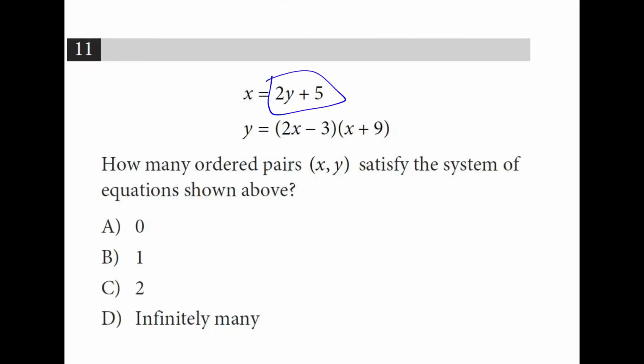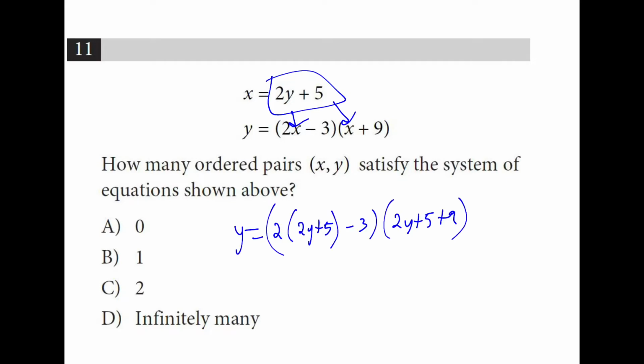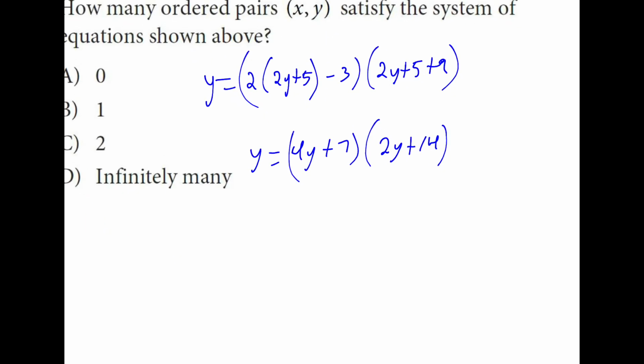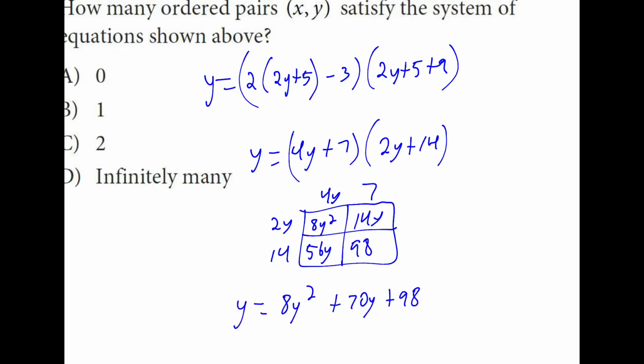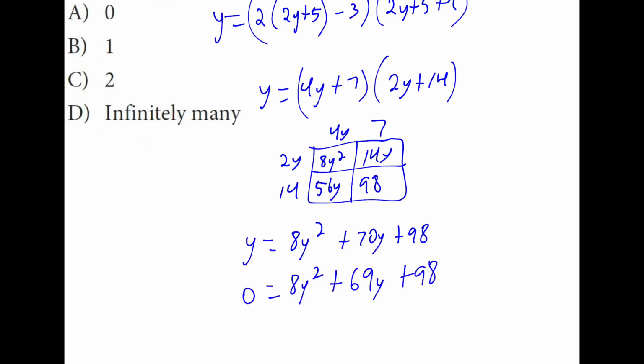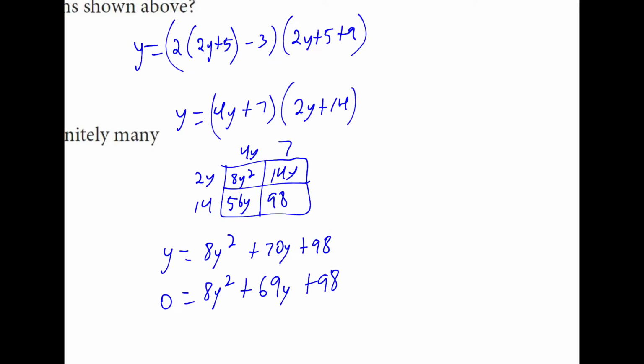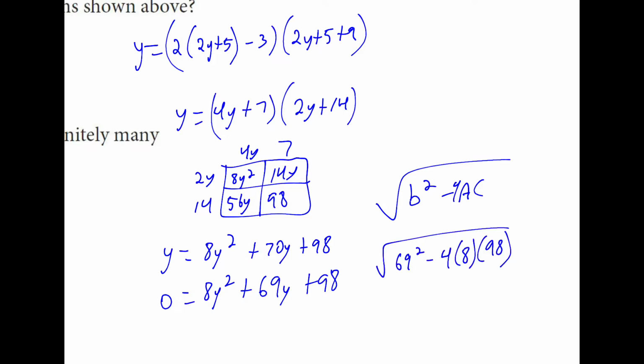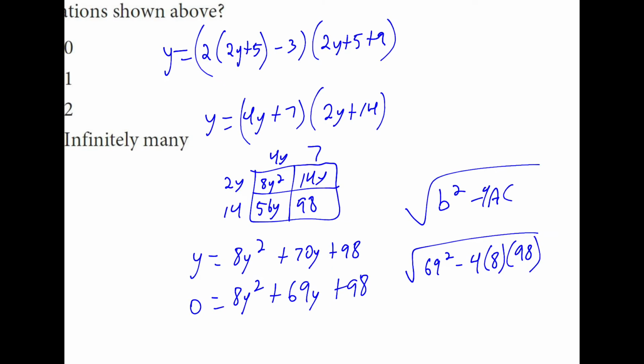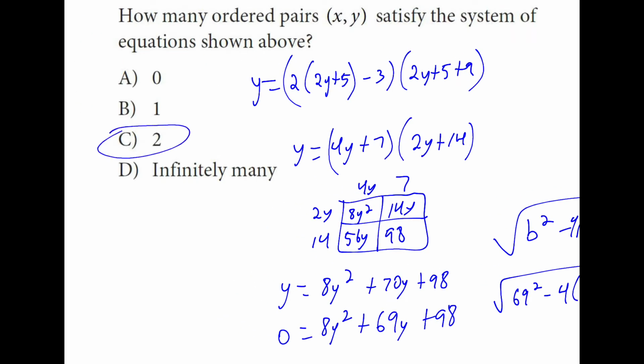So if you replace x with what it's equal to, it looks like this, which gives us this. I'm going to set it up for the box method, which gives me this, and here I have it solved for 0. Since we only need to know the number of solutions, we can use the discriminant from the quadratic formula. So that's the part that says the square root of b squared minus 4ac. And if it turns out positive, there's 2 answers. If it's 0, there's 1 answer. If it's negative, there's 0 answers. If you take the square root of 69 squared minus 4 times 8 times 98, that does come out positive, which tells you that there's 2 answers.